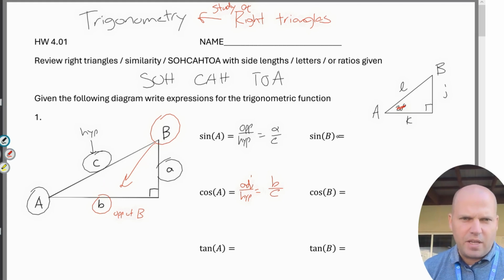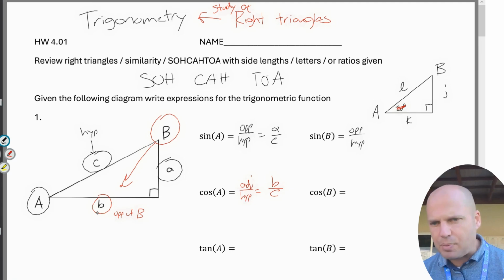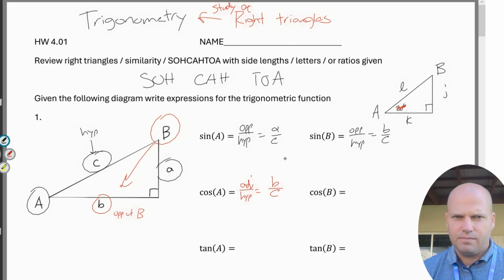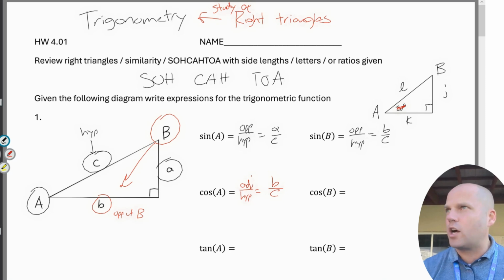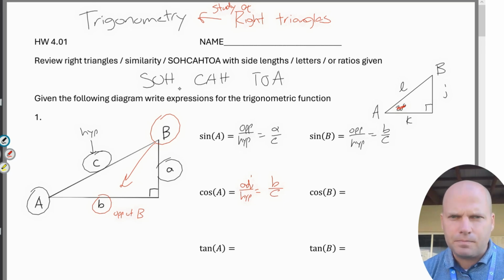So the sine of B, which refers to the opposite over the hypotenuse with respect to that angle, the opposite would be this, and the hypotenuse would be that. So we'd say it's B over C. And you notice, oh, wow, they're the same. Of course, we're talking about the same triangle. So you'll see that some of the ratios are going to be the same.